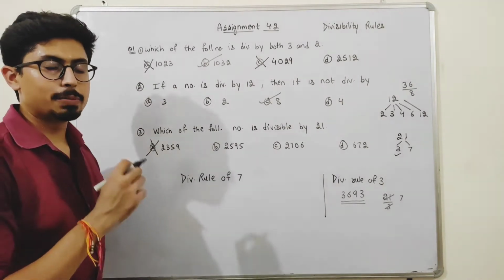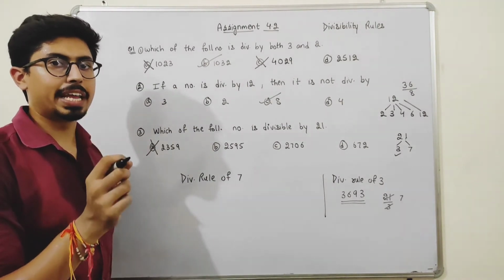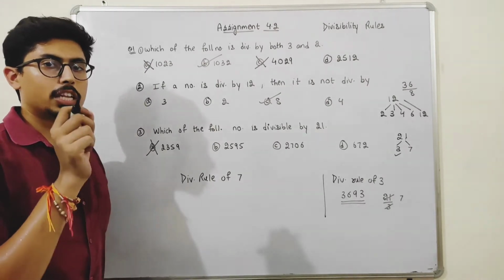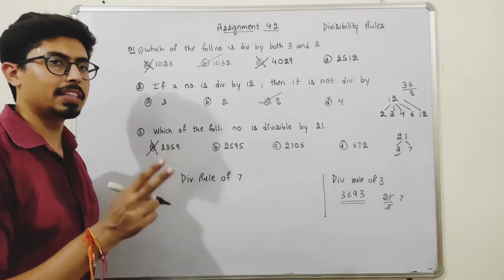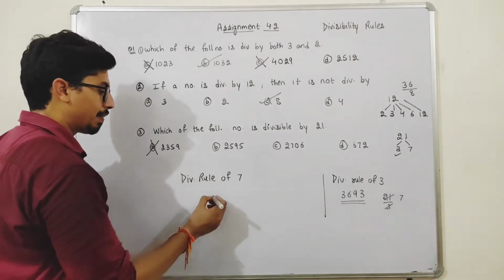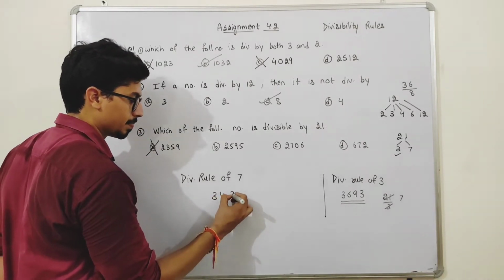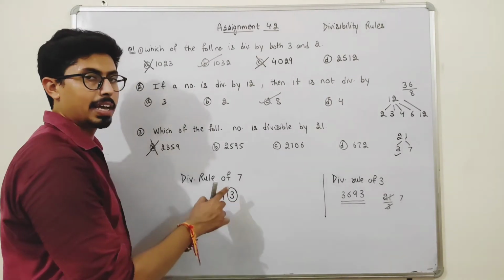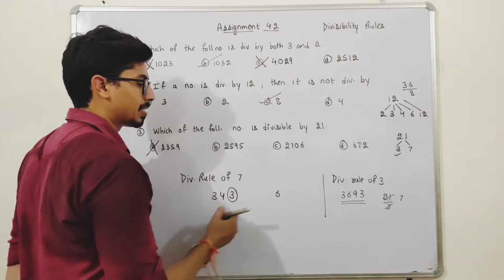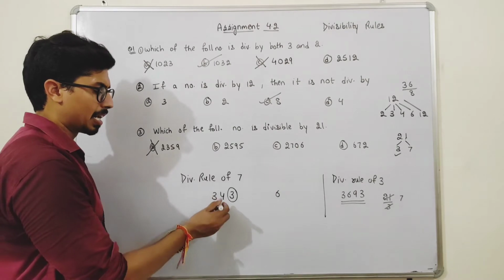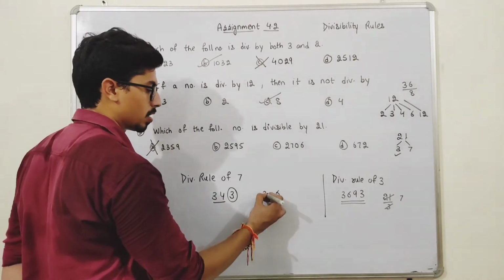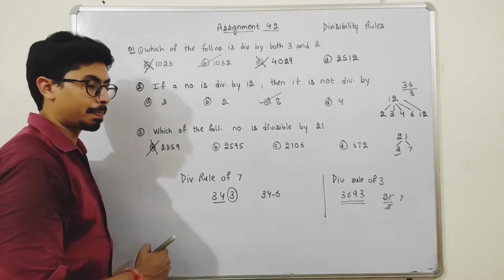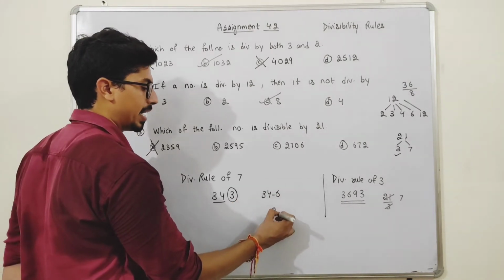A number is divisible by 7 if we take the difference of twice the last digit and the remaining number. See, if I take 343, just take the last digit, that is 3, and double it, that will be 6, and the remaining number is 34. Just subtract them, and it will be 28.